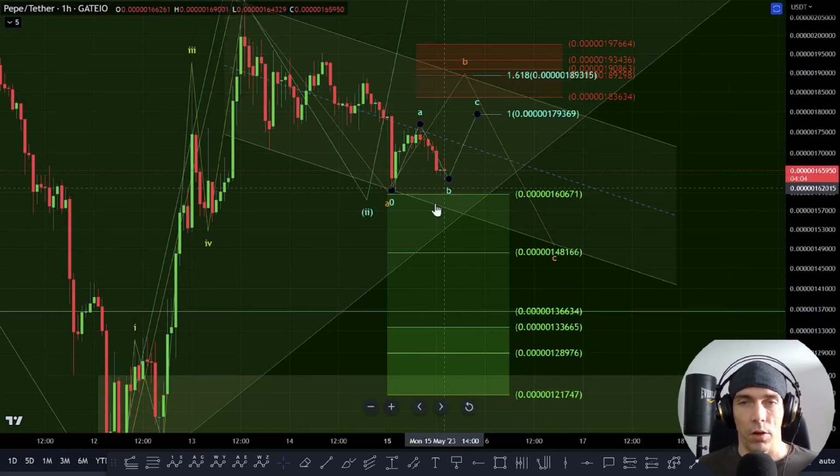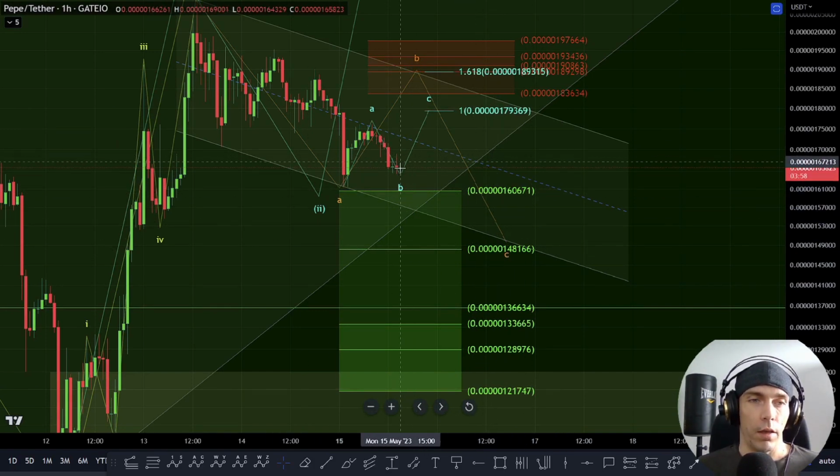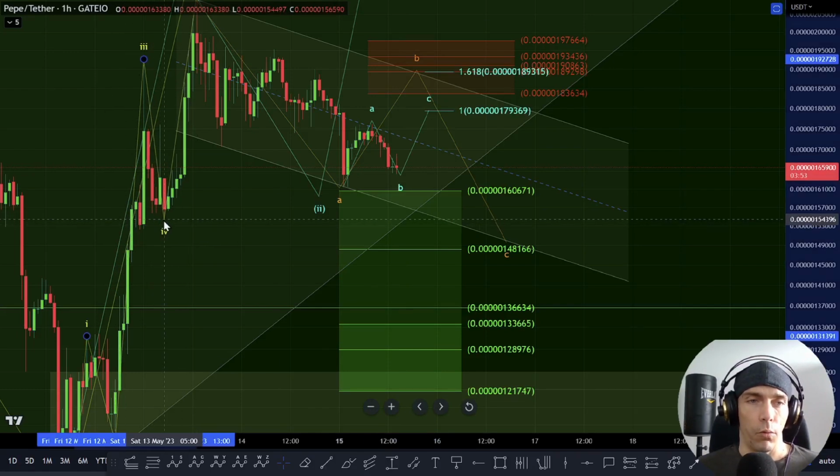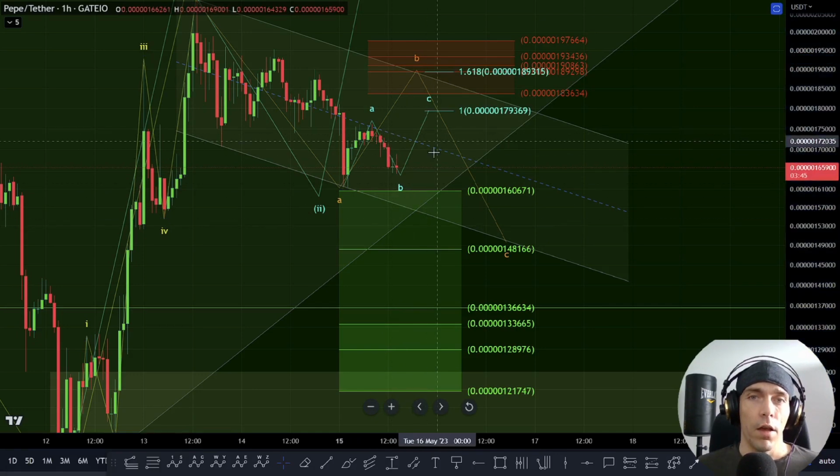Ideally, I'd like to see this come down a little bit deeper, but at least towards this 382 to this 50%, possibly even just coming back into this channel line and retesting this previous structure here as a fourth wave, which is currently sitting towards this 154497 area. It would be a lot neater if we do see this move into here.